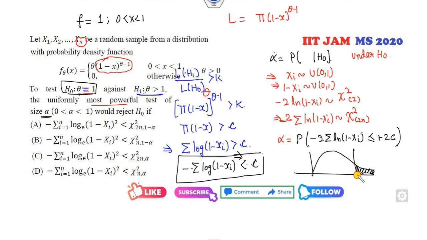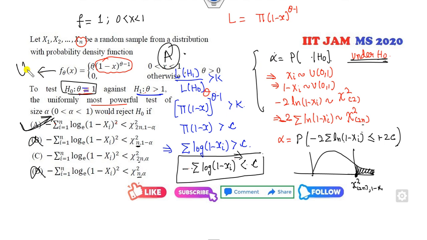Fine. This number, so what is that? You can write this number as the chi-square of 2n, because the degree of freedom is 2n, comma 1 minus alpha. Fine. It is less than something, it's 1 minus alpha. So first of all, the degree of freedom is 2n. So this option is the correct answer of this problem. The only concept here is you have to look at the h naught, because the size is under h naught. Under the h naught, this function is my uniform distribution.